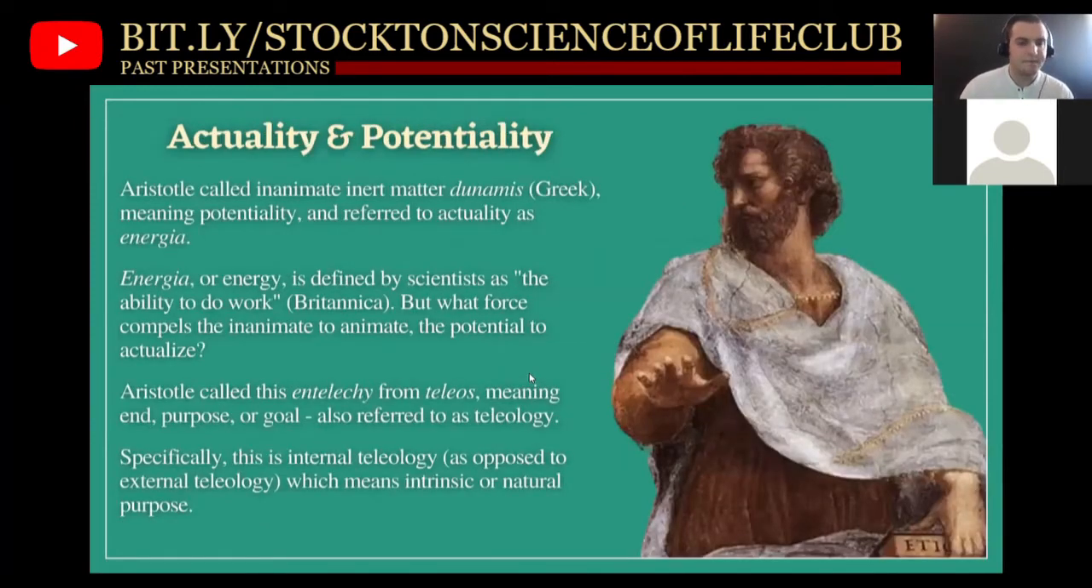Actuality and potentiality. Aristotle called the inanimate, inert matter dynamis, that's a Greek word, meaning potentiality, and referred to actuality as energia. Energia, or energy, is defined by scientists as the ability to do work. But what force compels the inanimate to animate, the potential to actualize? Aristotle called this entelechy, from teleos, meaning end, purpose, or goal, also referred to as teleology.